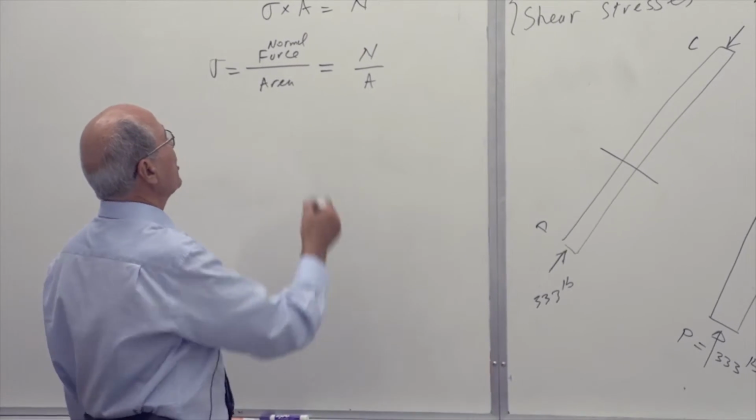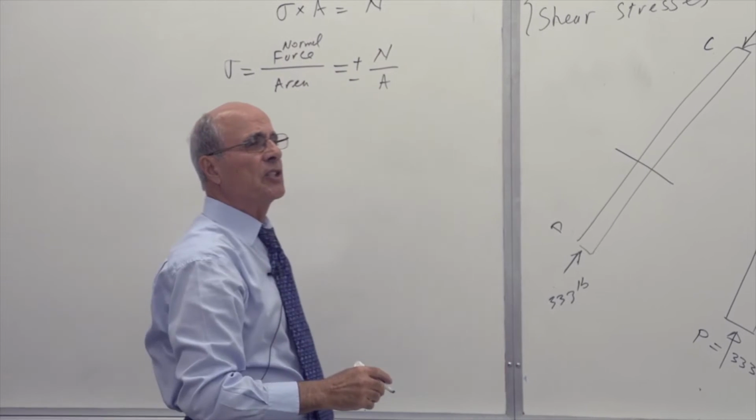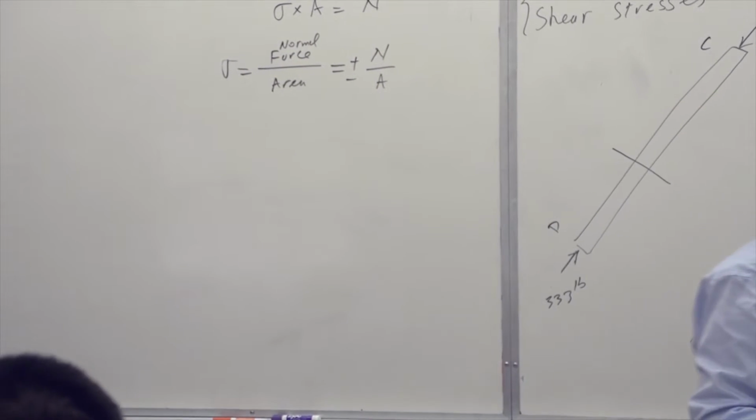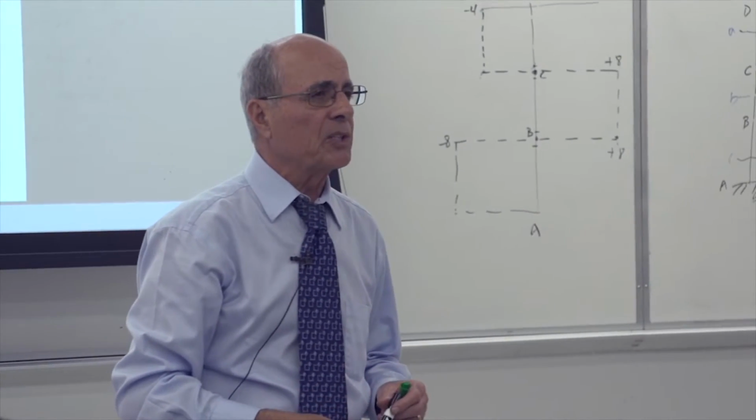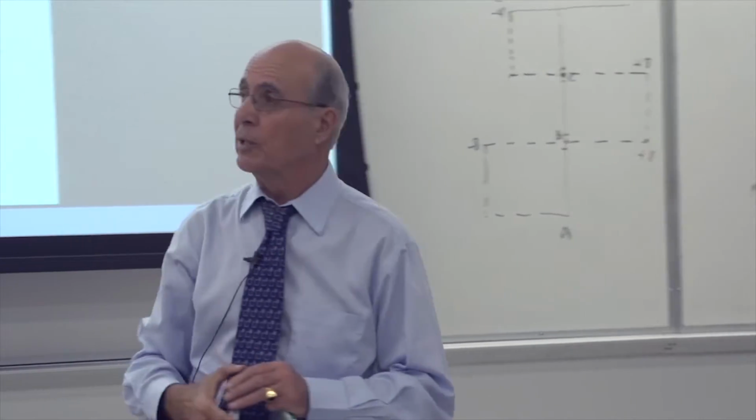And of course, in general, it has a sign as well. Sometimes it is tension, sometimes it is compression. Then I give you the size, you can calculate that. This is the idea of a normal stress uniformly distributed over the cross section.